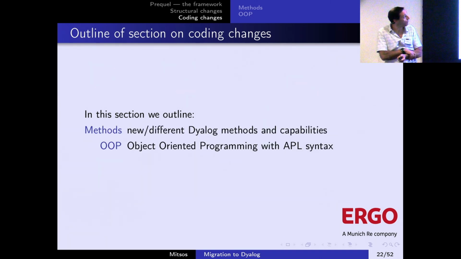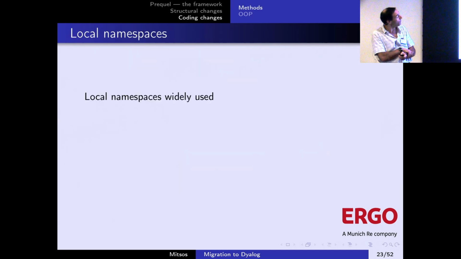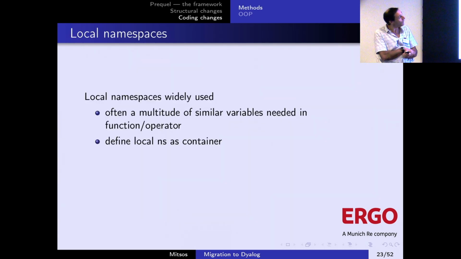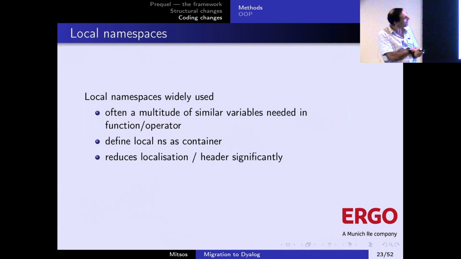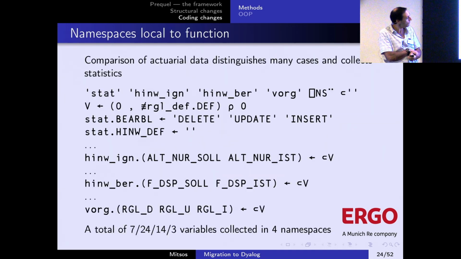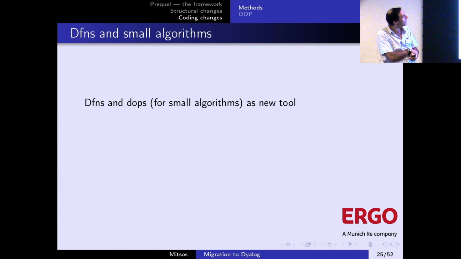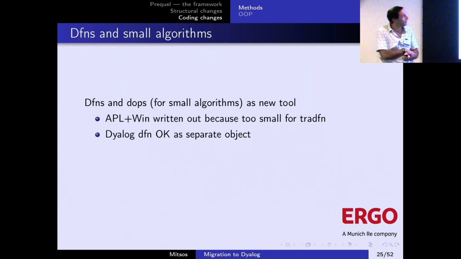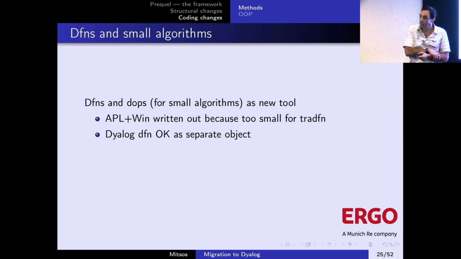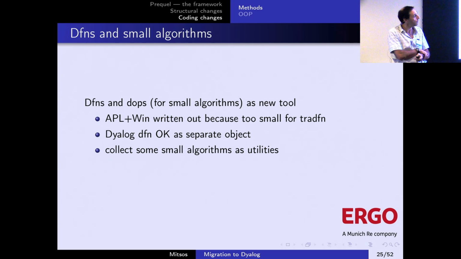Coming now to new methods and a few things about OOP. As I said, I'm using namespaces. I'm also using them locally in functions, not only for passing arguments. I started using Dfns. In APL+Win, sometimes some algorithms were too small for a traditional function, and in Dyalog, it's okay to have them as separate objects.